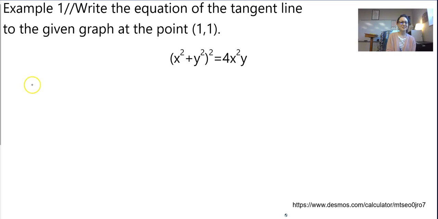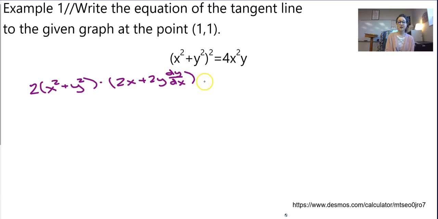You said chain. So I'm going to take the derivative of the outer, holding the inside, right? Then times the derivative of the inside. Okay, so derivative of x squared is 2x. Do I need a dy dx there? Nope, because I'm differentiating an x term. And then derivative of 2y with respect to x will be 2 dy dx. Do I need a dy dx there? I do, right? I differentiated a y term with respect to x. Okay, so that's the derivative of the left side.